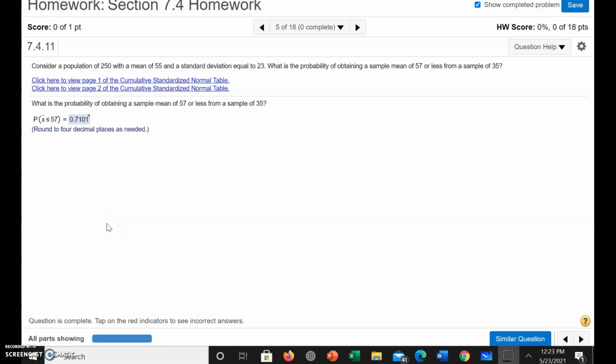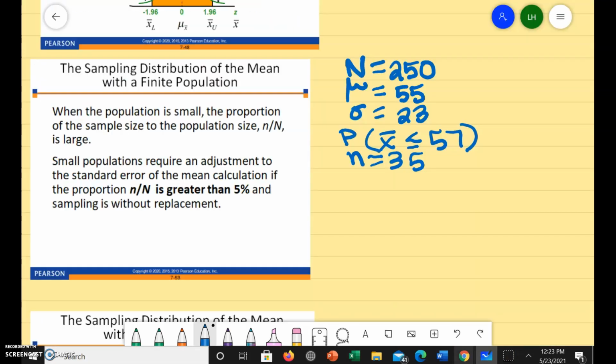Consider a population of 250 with a mean of 55 and a standard deviation equal to 23. What is the probability of obtaining a sample mean of 57 or less from a sample of 35? Okay, let's look at this.